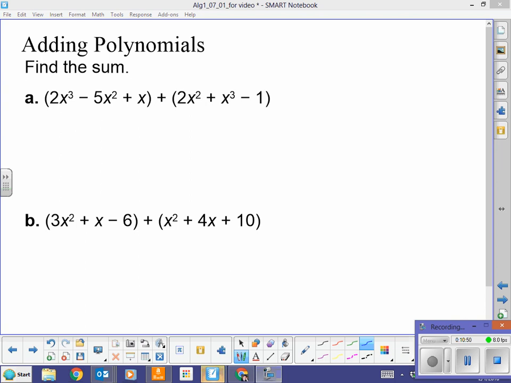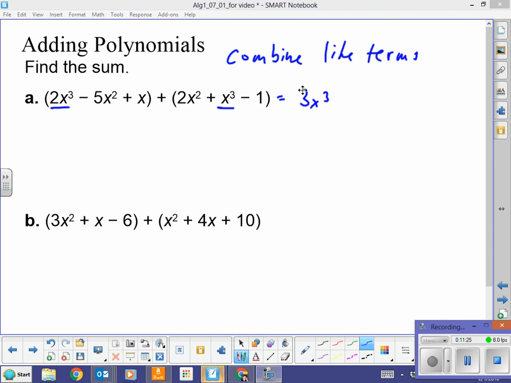Finding the sum. When it comes to adding polynomials, you're going to see the polynomials are written separately with parentheses. When it's adding, you can just ignore the parentheses. You just add everything together. You're combining like terms, right? Combine like terms. Okay, so I have 2x cubed, and I have 1x cubed. So that's going to be 2 plus 1, 3x cubed.